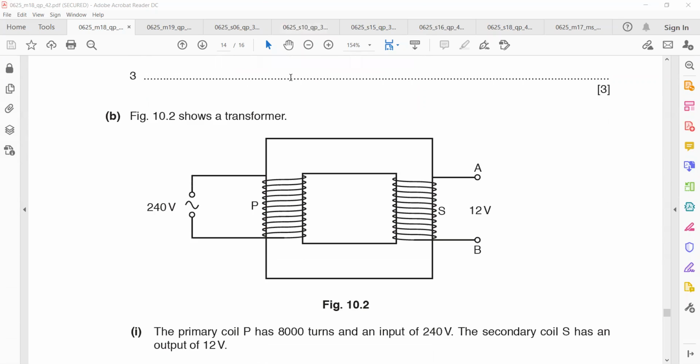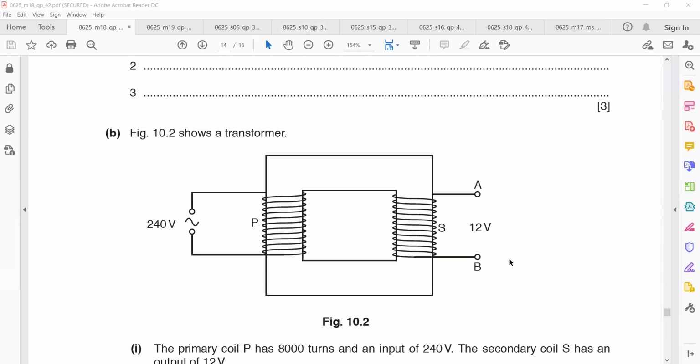The next question, first thing, which transformer is this? Step up or step down? Which one does it look like? Step down, because you can clearly see input is 240 and output is only 12. So it's a step down transformer.